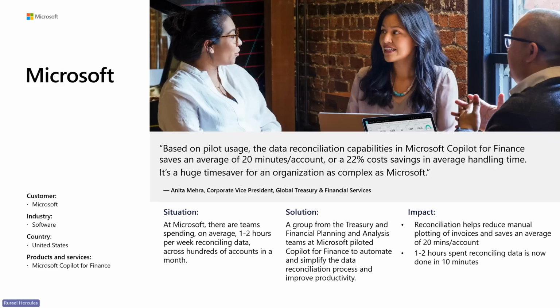Some interesting quotes I want to share with you from our Modern Finance team include a couple of the following. We've had one user remark that AR reconciliation helped them to reduce manual plotting of invoices from the source data and saves an average of 20 minutes per account. This translated to an average savings of 22% in average handling time. And for them, this represents over 200 accounts a month. The savings are meaningful.